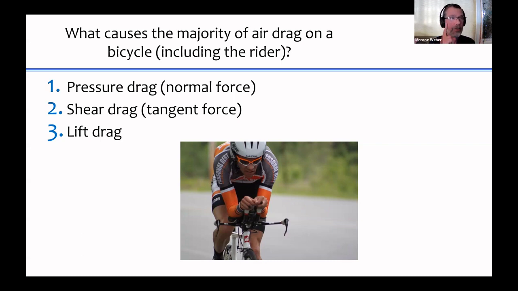Perhaps if you were a dolphin, and I don't actually know the answer for a dolphin, dolphins are extremely streamlined, you could look this up, whether what's slowing them down is mostly fluid pressure drag or shear drag. But for us on a bicycle, it's pressure drag.